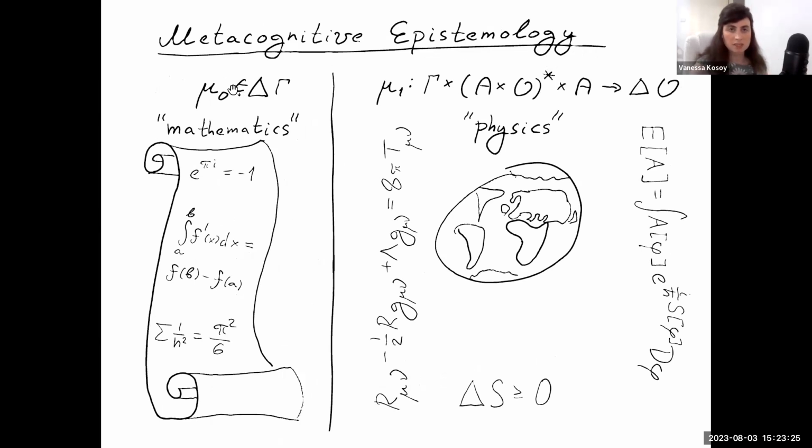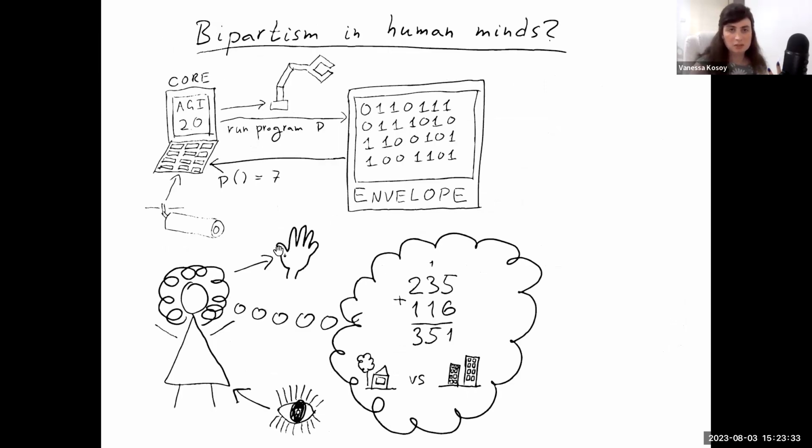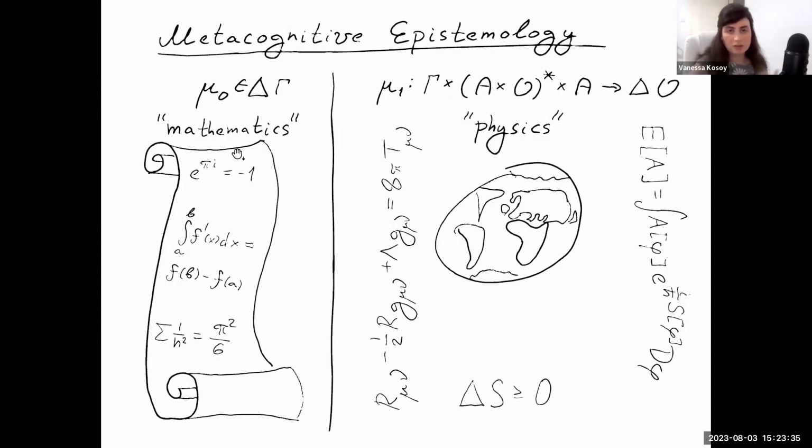So one way to think about this metacognitive epistemology that comes out of this formalism is that the first part that corresponds to mu0 is, quote unquote, mathematics. It's like facts about computations, or at least computable mathematics, some facts that could be true about computations, or my beliefs about computations. Whereas the second part corresponds to my beliefs about physics, about how the external world behaves, modulo computations.